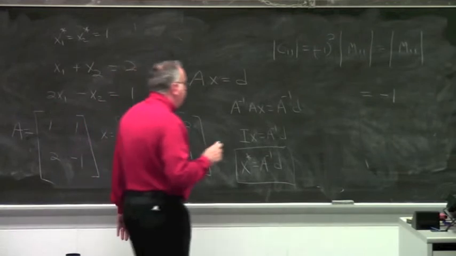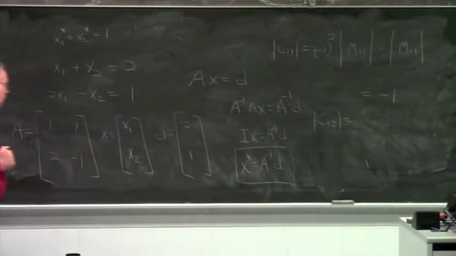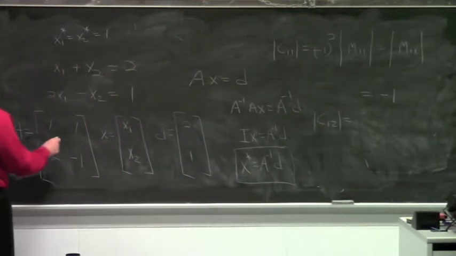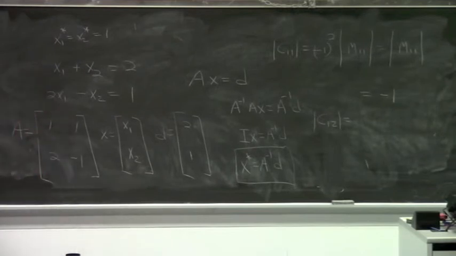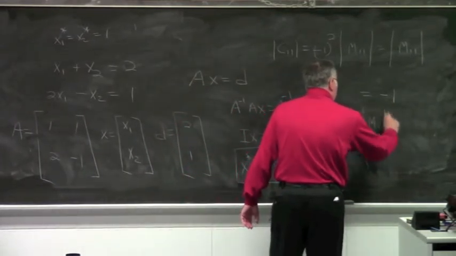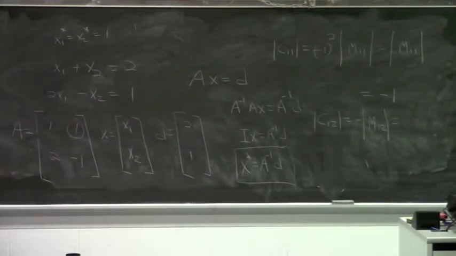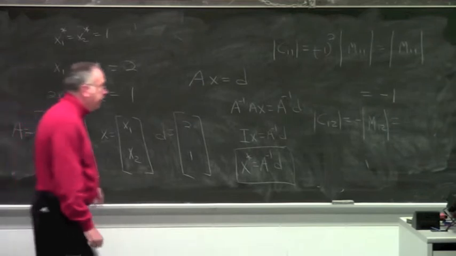How about C12? Okay, now we take this minus 1 to what power? 3. So that's going to be a minus 1, isn't it? So we have a minus 1 times the minor. And what is the minor of this element right here? 2. So it's negative 2. Somebody said that a minute ago. You're right, negative 2.